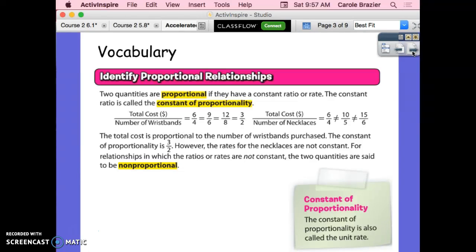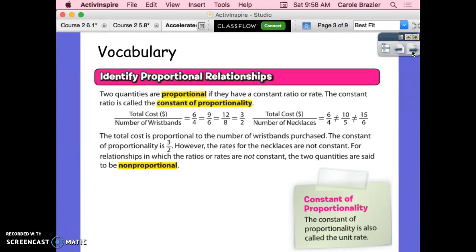You also need these vocabulary words: proportional, constant of proportionality, and non-proportional. You need all three. If it is proportional, it just means that they have the same rate. So when we were comparing last time, we were finding the higher unit rate. If they ended up being the same, that means they're proportional. That ratio then becomes the constant of proportionality. So it's not changing and it's going to happen every time.